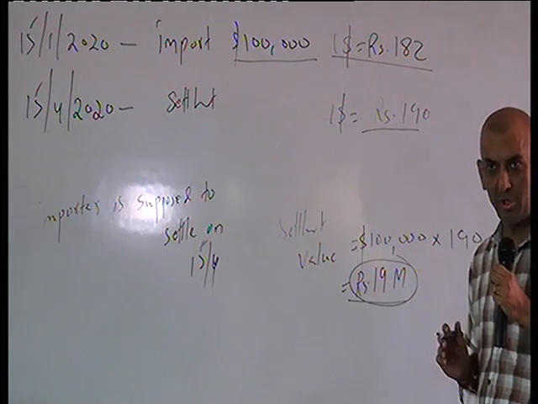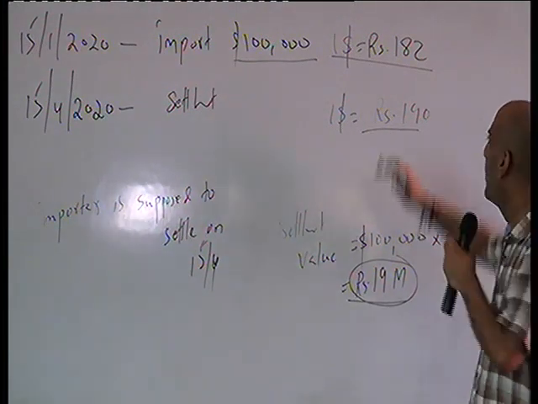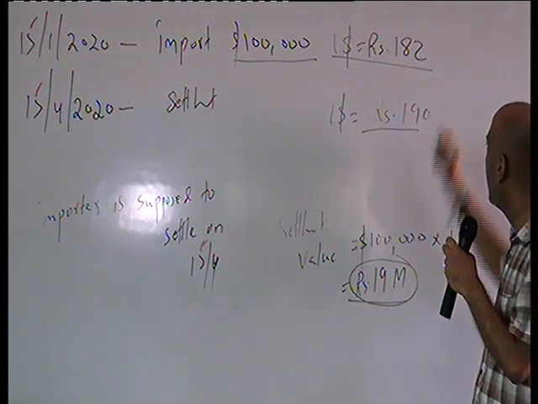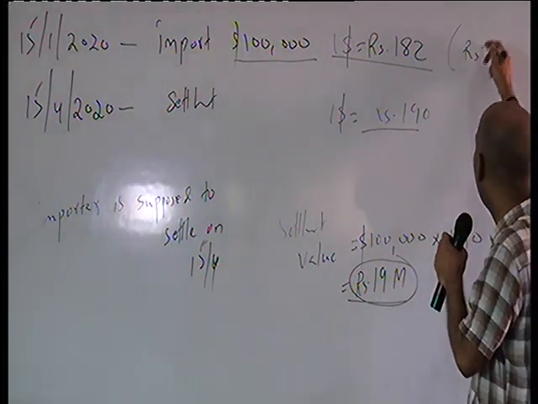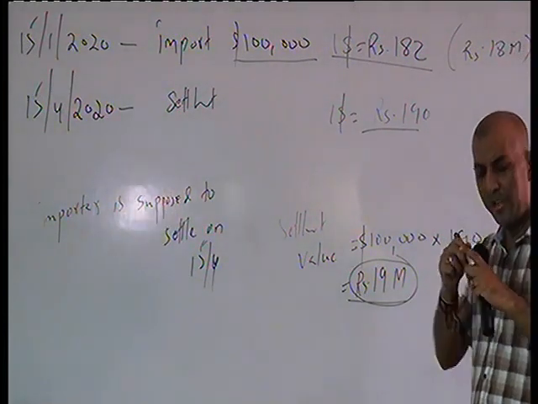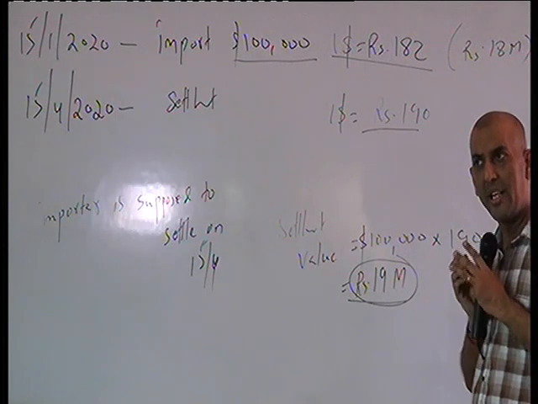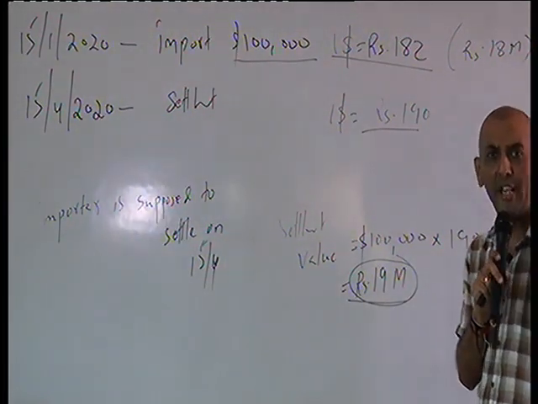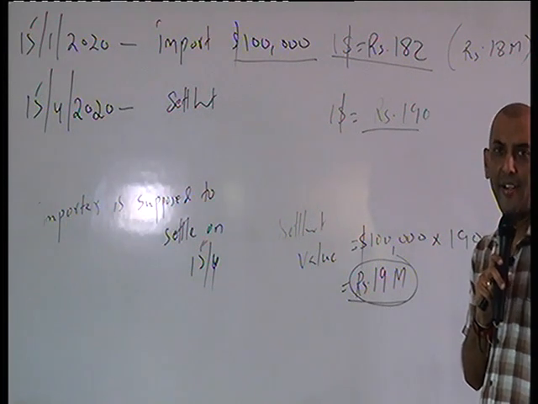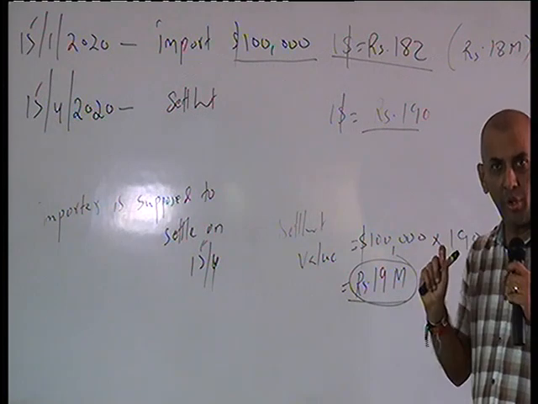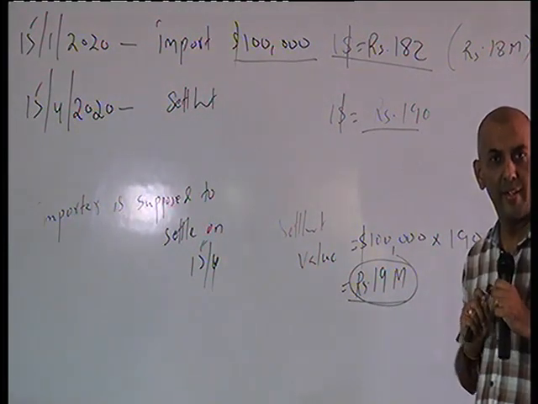Now you might ask the question, why? 182 is the import cost, its cost is rupees 18 million. We are paying 19 million. Anyway, I am losing 1 million. True, you are losing 1 million. But if you don't enter into a forward exchange contract, what is going to be your exchange rate on that day? You don't know. Even the bank doesn't know.